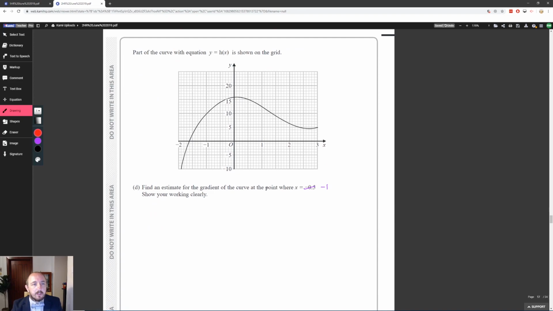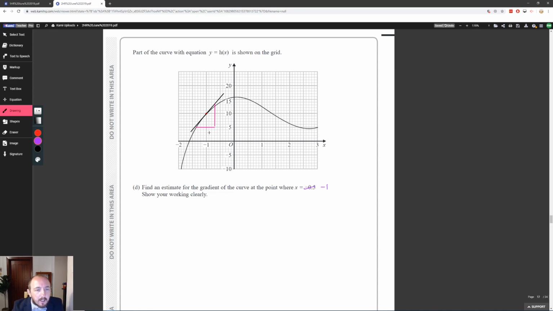When we put this function h of x on the grid, we want to find an estimate for the gradient when x equals negative 1. So x equals negative 1 is there. We can't tell what the gradient is, but we can draw a tangent at that point and work out the gradient of that tangent. So we could do a triangle maybe here and get an estimate for this, because this isn't exact here. We would use differentiation if we had the function, but we don't.